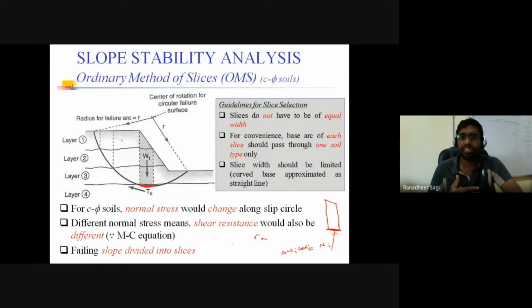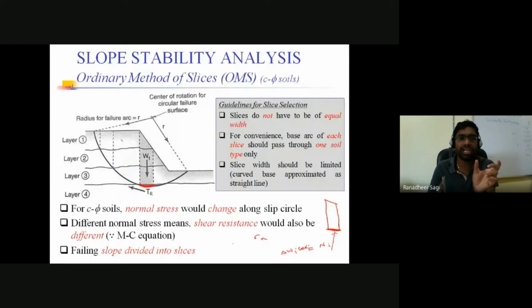But in case it is non-homogeneous soil, like layered soil, we have certain conditions that we are required to satisfy. In such a case, we may not be able to divide your complete zone of failure into a number of slices of the same width. Okay, so there you might be required to divide your failure zone into slices, but of not the same width.